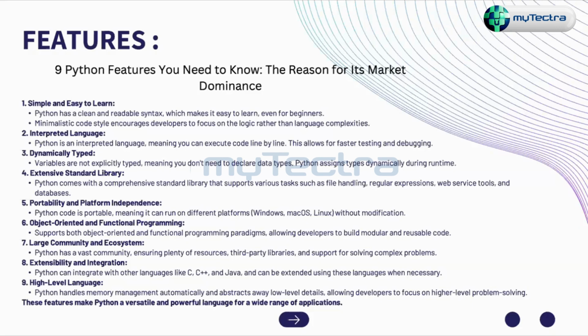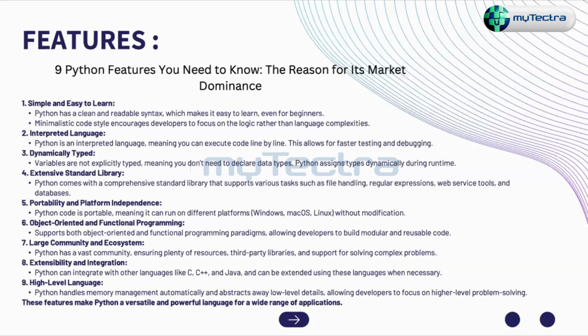Now the seventh point is large community and ecosystem. Python has a very vast community where, whatever issues we are facing, we can go and post them and get help from other people who have faced the same issues. Like Stack Overflow is there, right? We can go and paste our problems, write our queries, describe them with screenshots or whatever, and we can get help because a lot of people are working there.